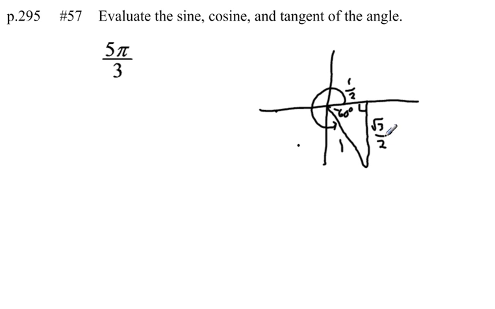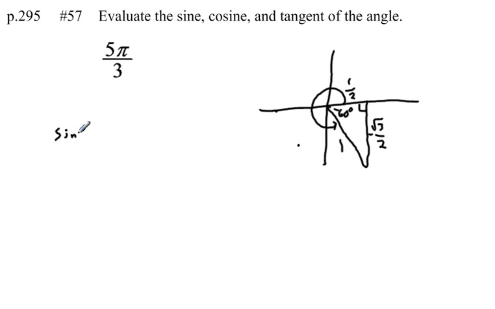Now I have to be real careful here because the short side goes to the right, so that quantity is fine, positive 1/2. This longer leg goes downward, so this is actually not square root of 3 over 2, but negative square root of 3 over 2. Okay, now that I have that labeled, I need to find the sine, cosine, and tangent of that angle.